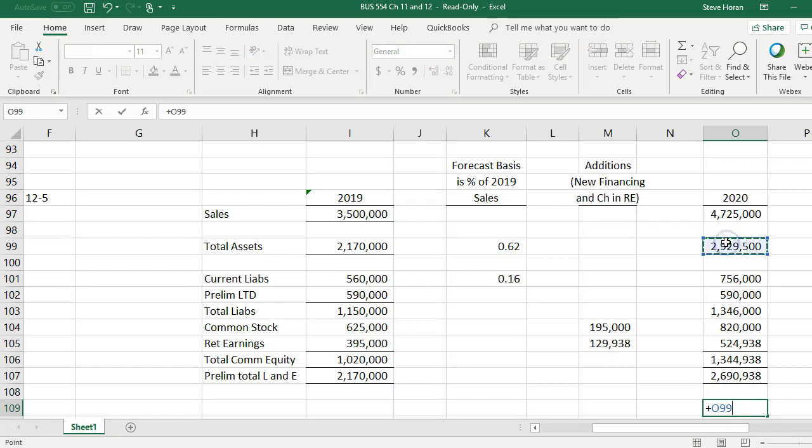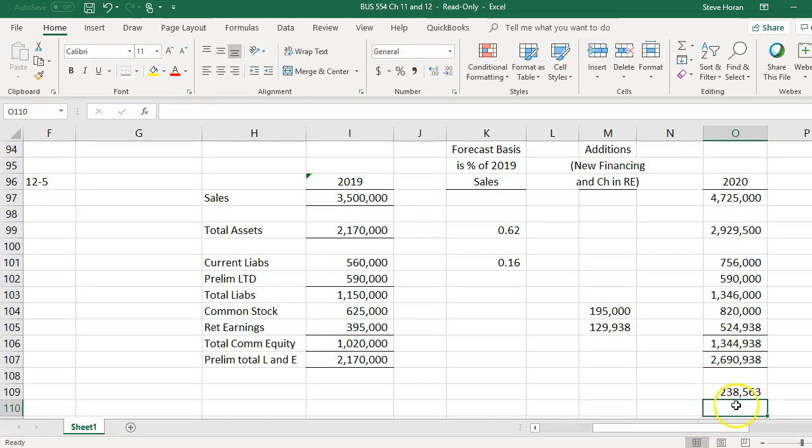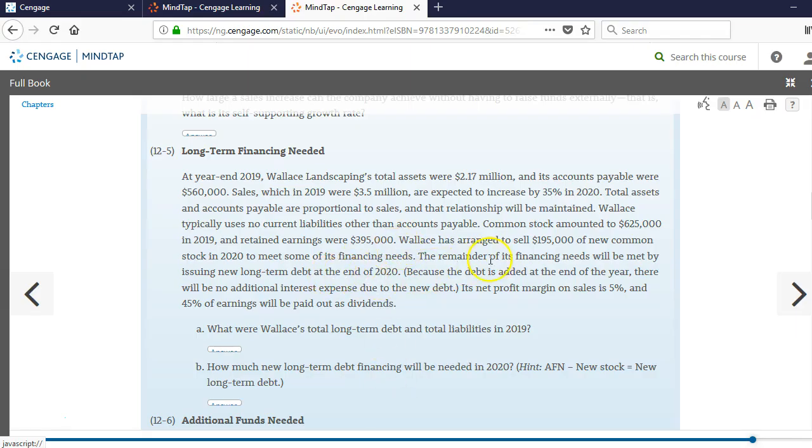So I subtract the two numbers from each other, and I get 238,563, and that's basically my shortfall. That's my additional funds needed, and that would mean that's new long-term debt. So for the preliminary long-term debt, I just put in the same number, 590, because the problem told us that after we do the stock sale of 195, anything left over will be new long-term debt.